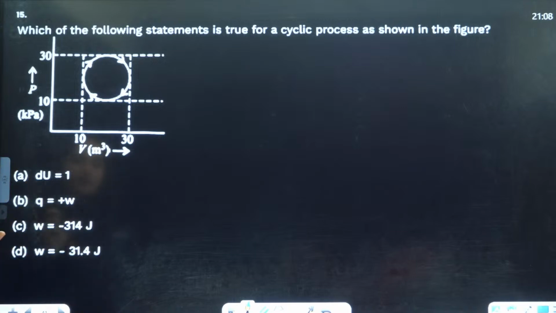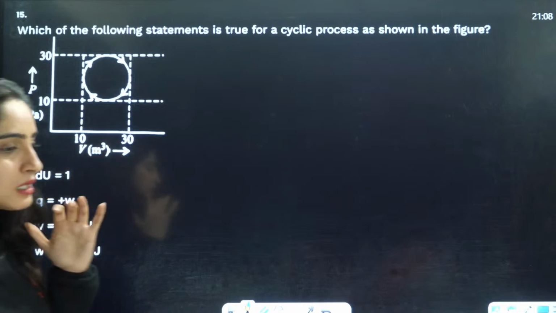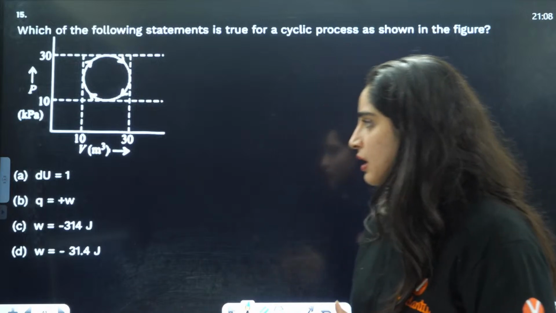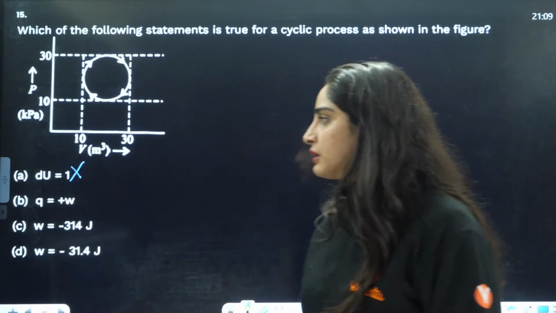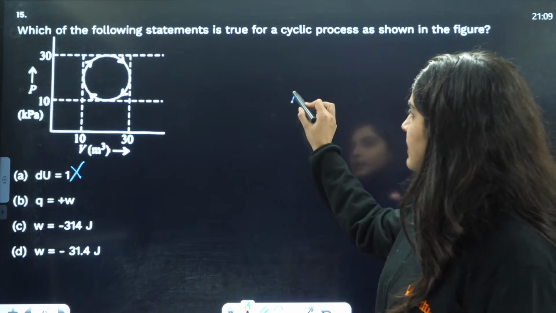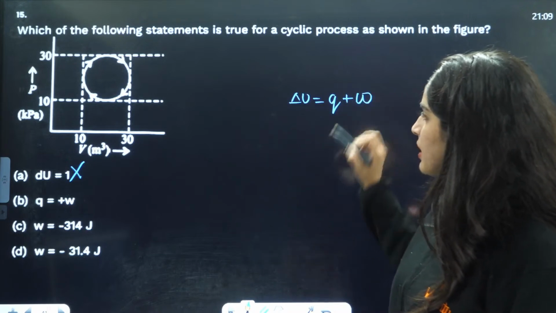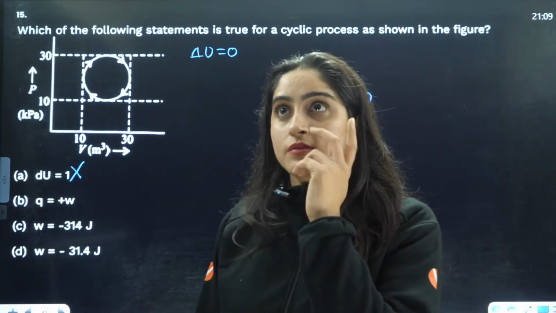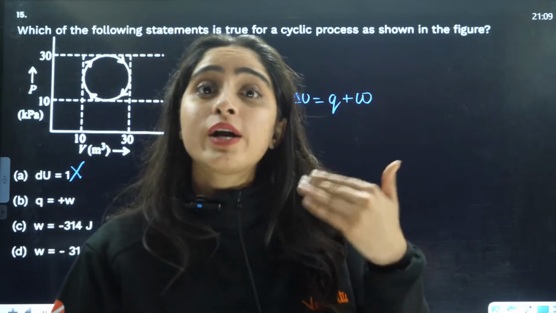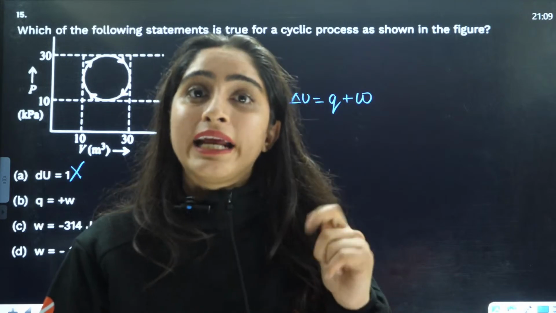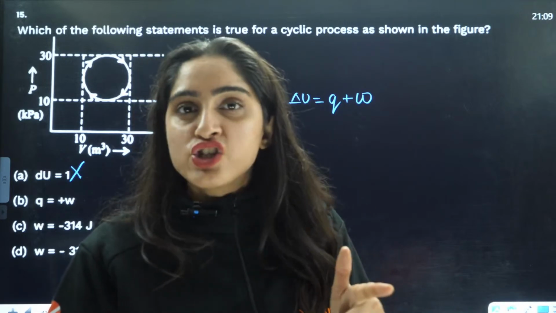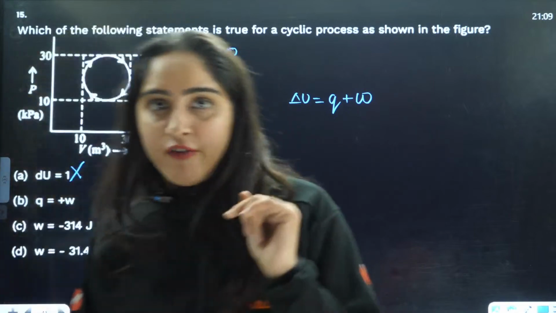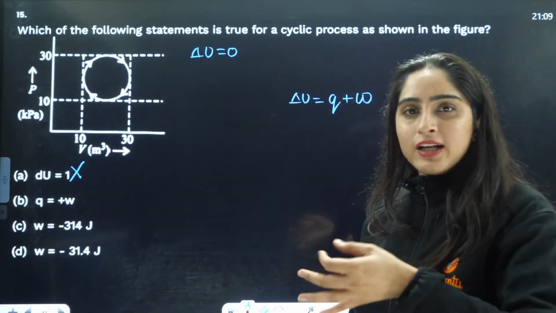So, what is given to you? Firstly, for a cyclic process, all the state functions are going to be 0. So, delta U is not equal to 1. That is not the correct answer, right? Second is delta U is equal to q plus w. Delta U will be equal to 0. All the state functions which are not dependent on the path, like delta U, delta G, delta S, delta H, all these are going to be 0 for a cyclic process, right? Okay, where the starting and the final point is the same.